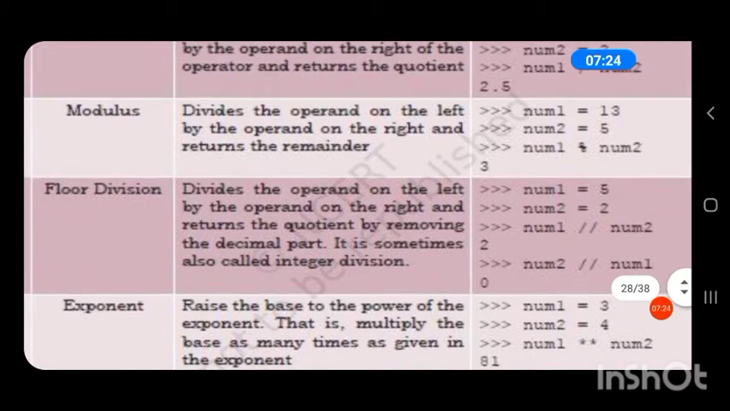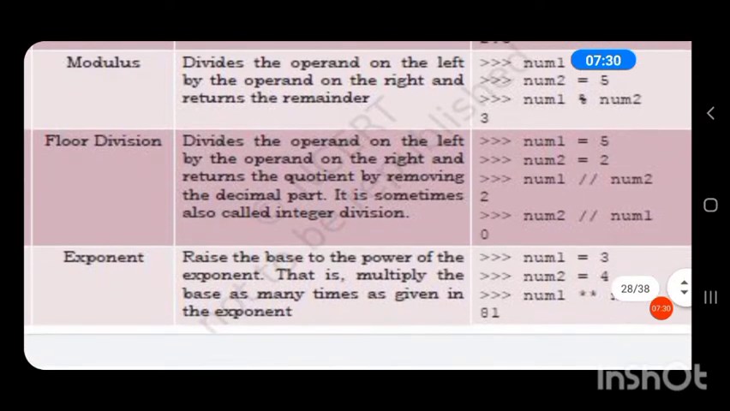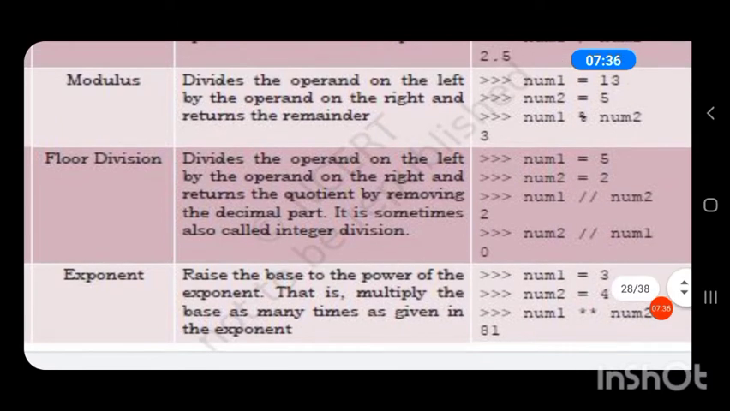So for that, the decimal part is removed and the output is 0 only. Next is exponent. It raises the base to the power of the exponent. That is, multiply the base as many times as given in the exponent.